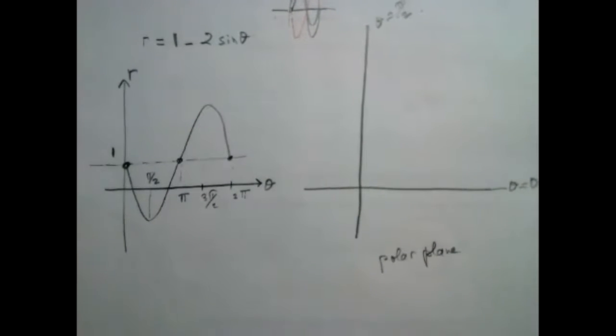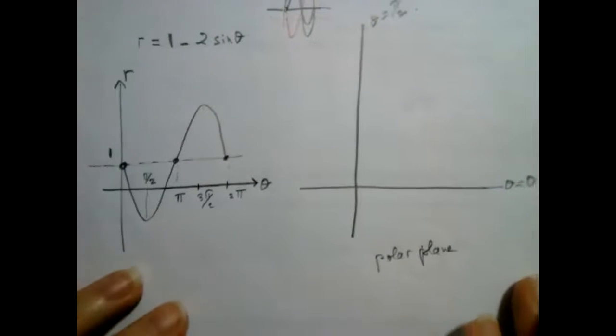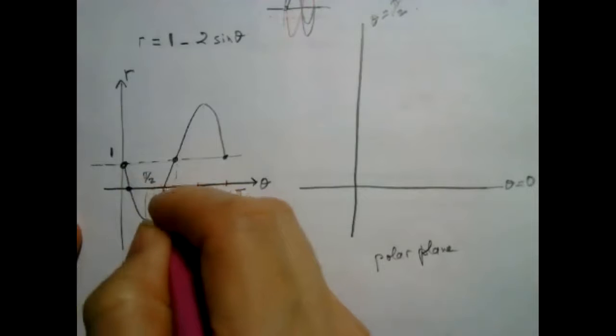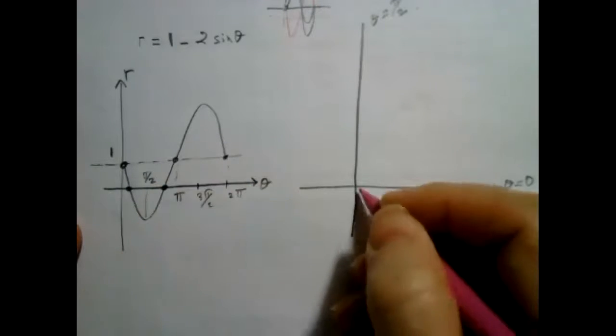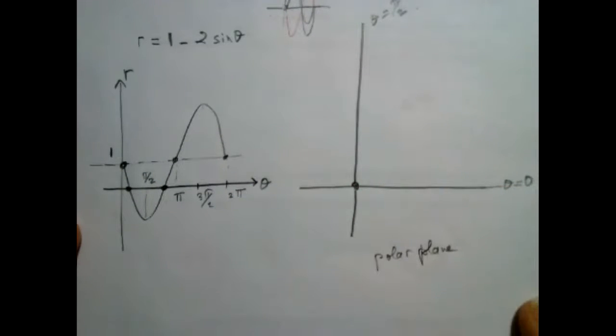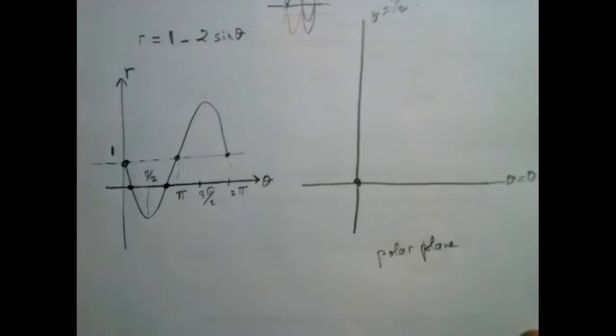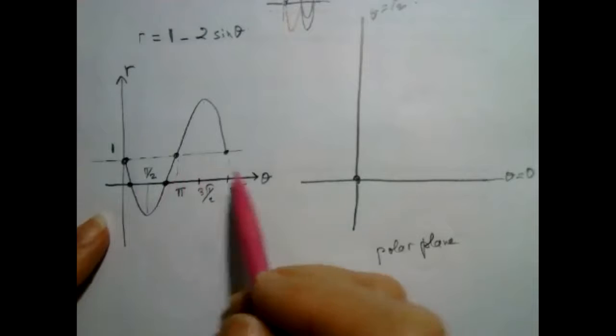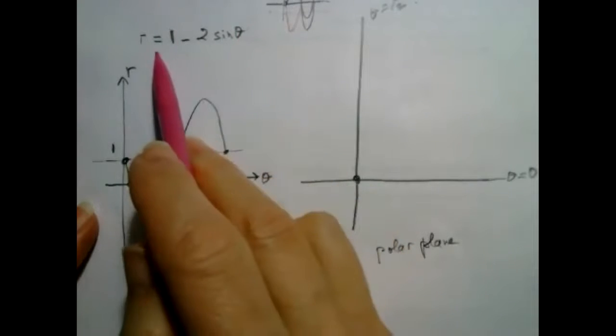Now, as I said before, the points that we have to be careful with, and we should immediately figure them out before we do anything, are the values of theta when r is 0, because those tell me that I am at the origin. Because r equal to 0, I am at the origin. So we immediately figure out those values. So one is for which theta r is 0.